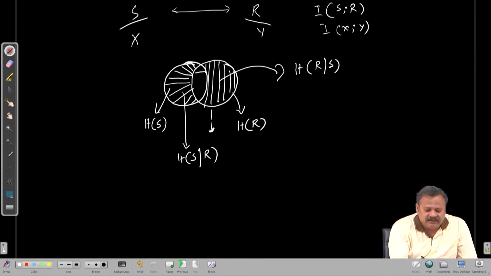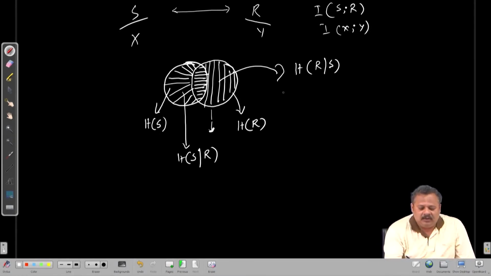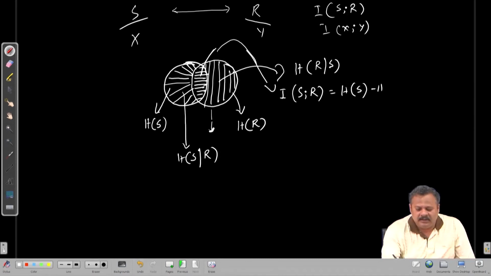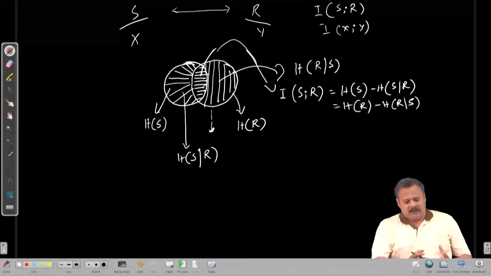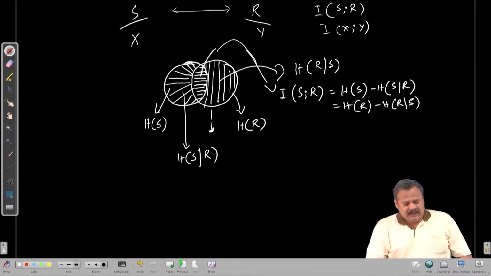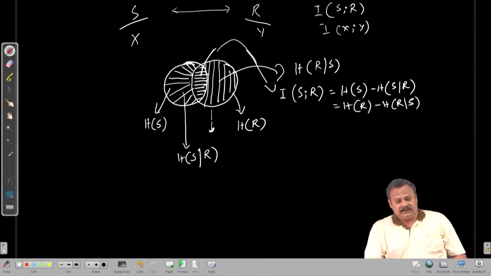So, the intersecting region, which is the horizontal shaded region, is what we call the mutual information I(S, R), which is nothing but H of S minus H of S given R, or H of R minus H of R given S. So, in other words, in this Venn diagram form, the intersection is representing the dependence between the two random variables.